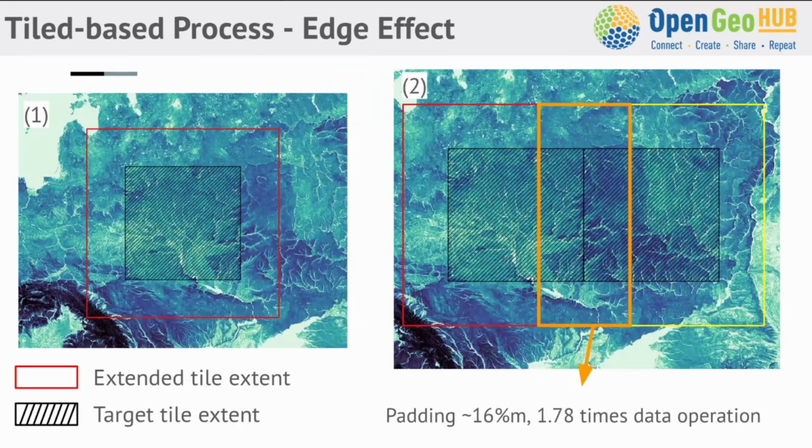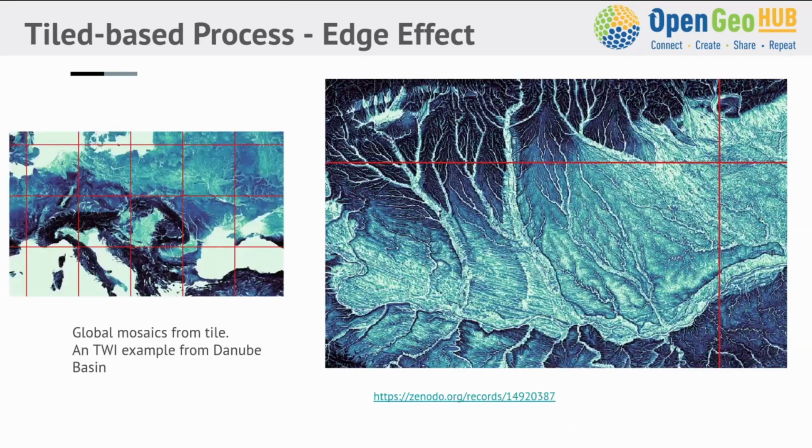We also adapted an extended tile extent to minimize the edge effect. So for the hydrologic and all the original land surface parameters, we padded 16% of the boundary. It results in almost 2 times more data operation, but it minimized the artifacts that we can find in the hydrologic layer. So we are quite satisfied with this process for minimizing our edge effect.